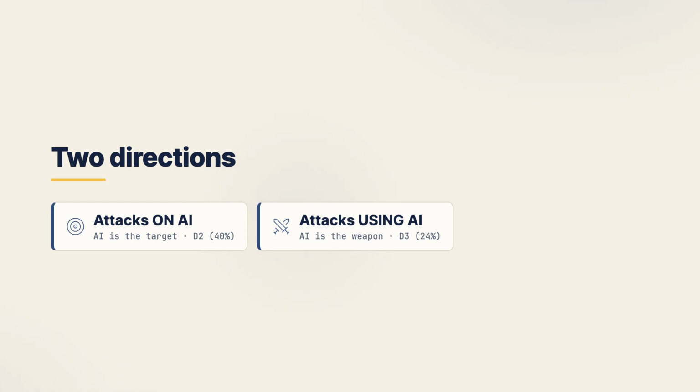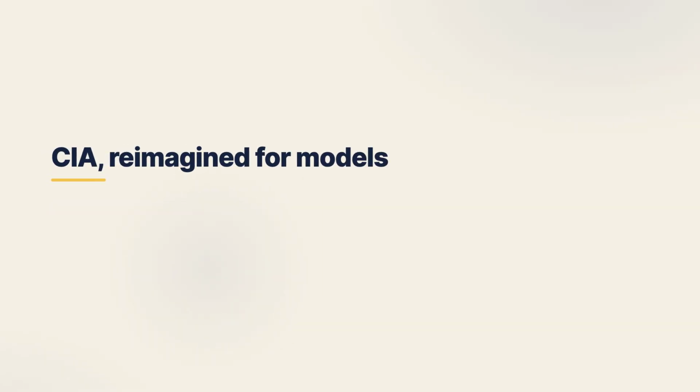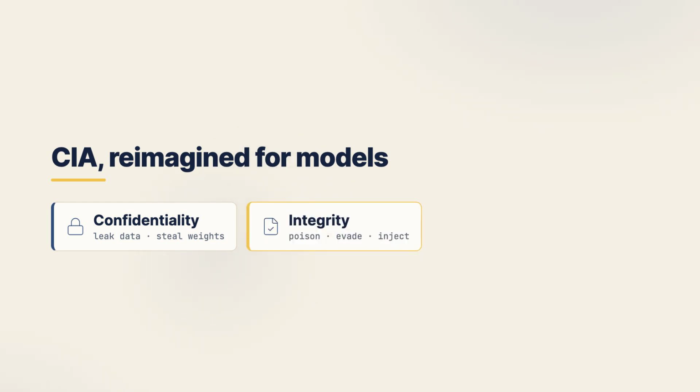Keep this split clean in your head, because a question is almost always asking about one or the other, and the answer space is completely different. The second axis is the CIA triad applied to AI. Same triad, new meaning. Confidentiality is about leaking training data through membership inference or model inversion, stealing the weights, or coaxing secrets out of a system prompt. Integrity is poisoning, backdoors, adversarial evasion, and prompt injection that bends behavior.